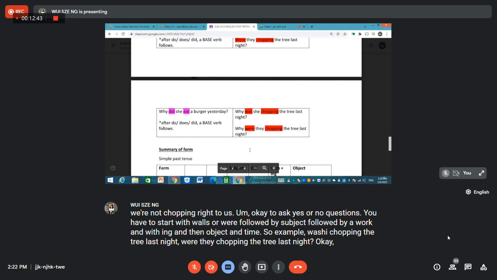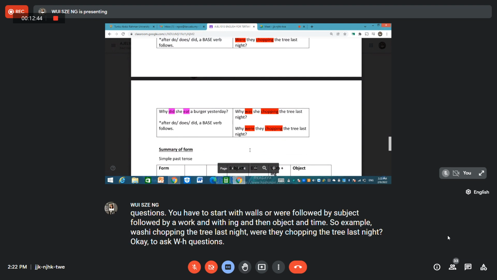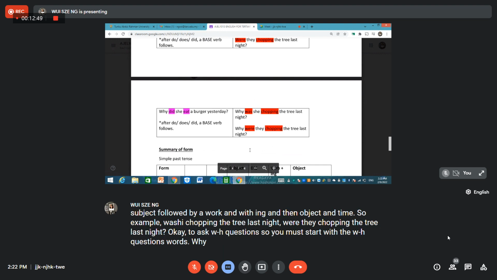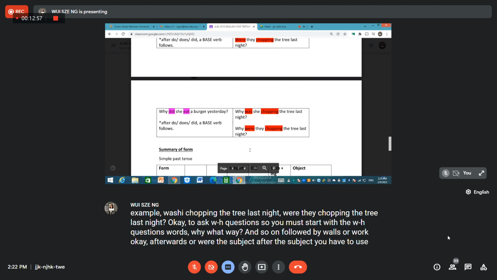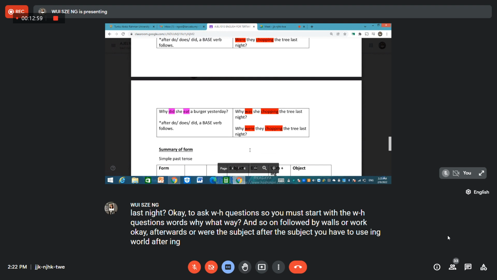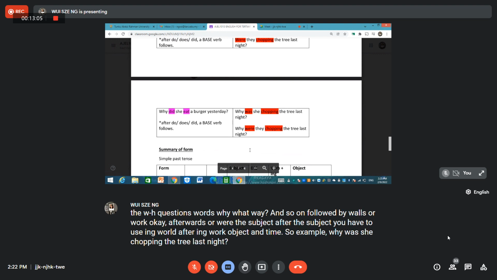Okay, to ask WH questions, you must start with the WH question words: why, what, where, and so on, followed by was or were. After was or were, the subject. After the subject, you have to use the ing verb. After the ing verb, object and time. So example, why was she chopping the tree last night? Why were they chopping the tree last night?